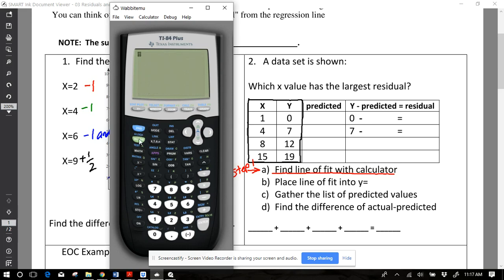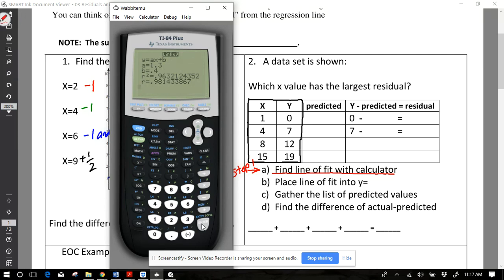Okay. Just like we did before, don't forget to do second mode to leave out of here. You can turn on your diagnostic just to keep into that habit of doing it. Okay. And then we're going to go get the line of best fit. So, 4, go down to calculate and then hit enter. Okay, so here's my line of best fit, and I'm going to write this on my paper.